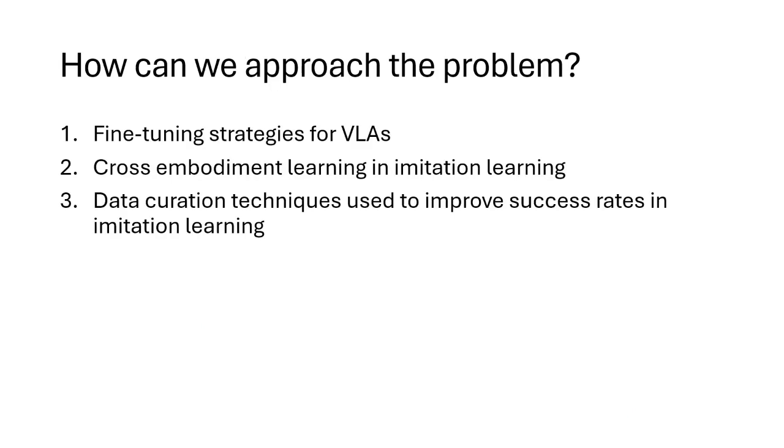To approach this problem, I am digging into the literature on these topics. I think that fine-tuning strategies for vision language action models can make the models learn faster and more efficiently, and can also allow using fewer samples for new embodiments. Cross-embodiment learning is not a new topic; it is used in imitation learning scenarios. And finally, data curation techniques like data normalization have been seen to improve the efficiency of the models a lot.